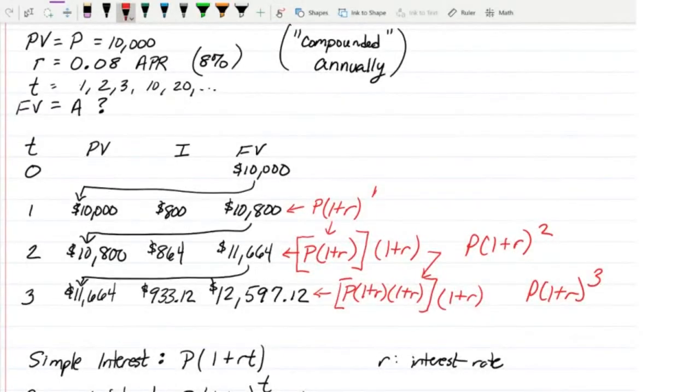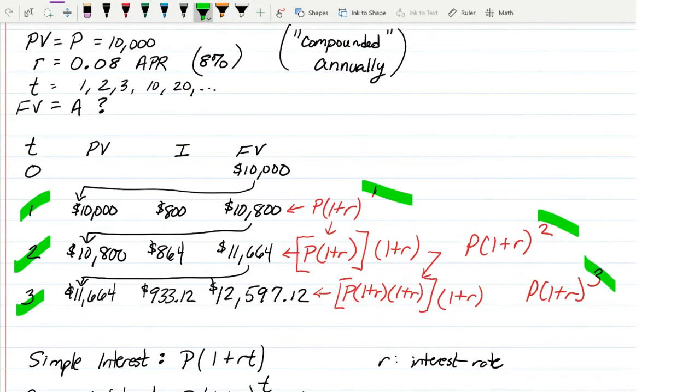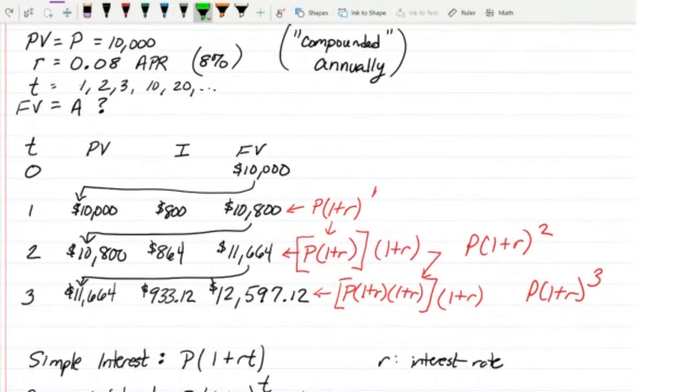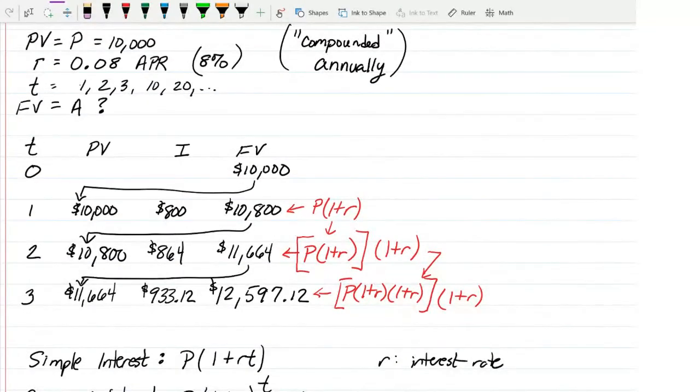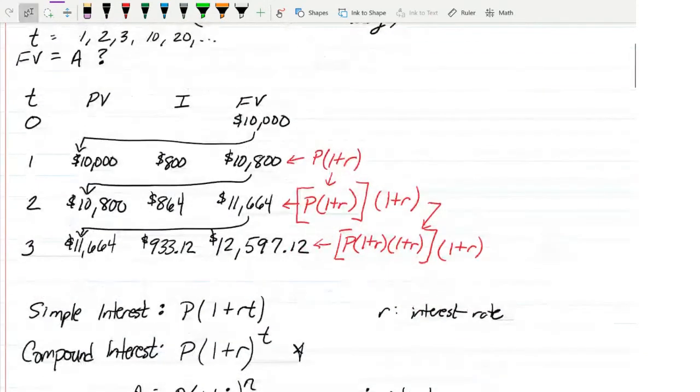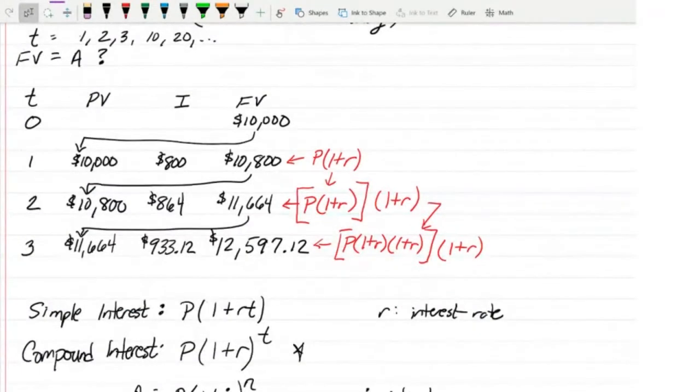It looks like the exponent on 1 plus R matches the time period: 1, 2, 3 matches the time period 1, 2, 3. And that's not a coincidence. We'll use that in our formula. Now I'll scroll down and show you. The compound interest formula looks very much the same as the simple interest formula, but instead of P times 1 plus RT, it's P times 1 plus R raised to the exponent T.